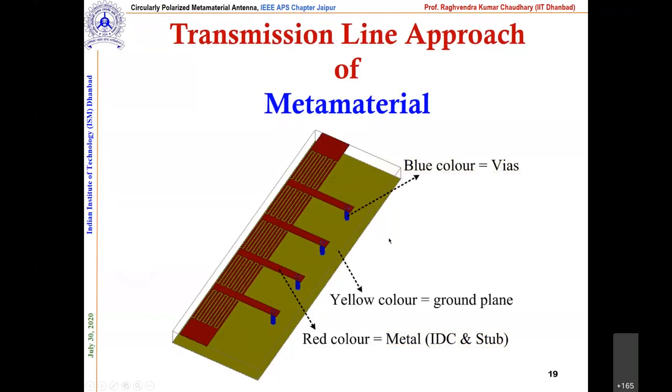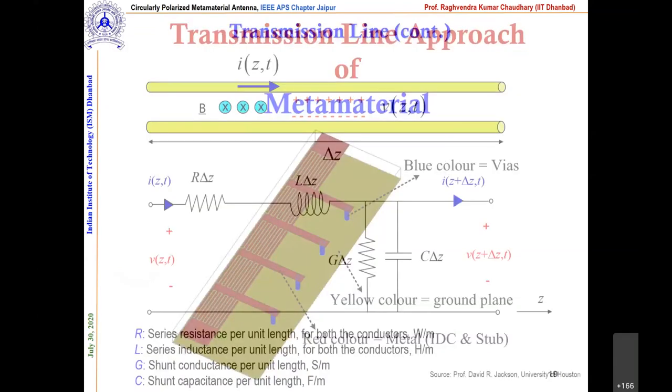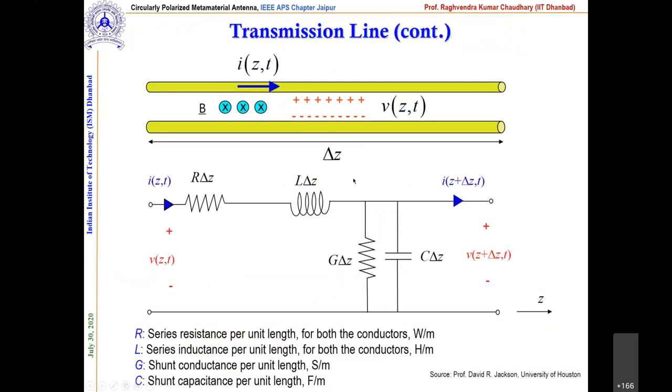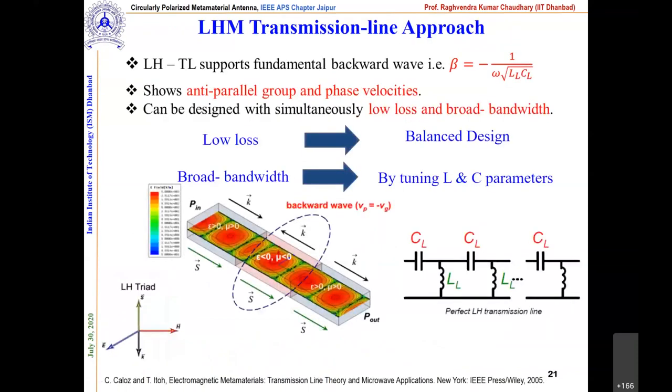So this is, you can see, a very initial one. The CRLH approach was proved with these structures. Before starting the CRLH, I would like to discuss some things about the transmission line. Here you can see in a transmission line, in a shunt you have a capacitance, and in a series you have an inductor.